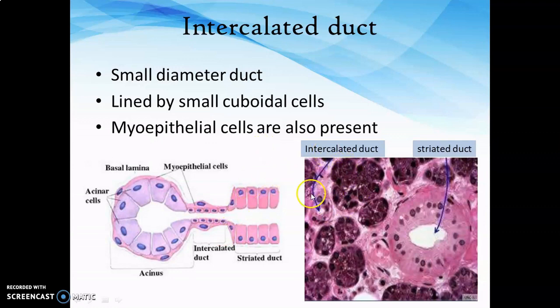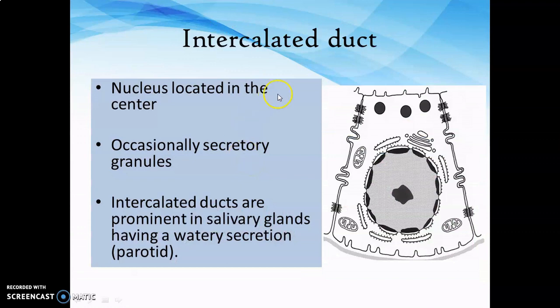You can see in this acini section of salivary gland presence of intercalated duct, which is the smallest diameter duct among the salivary gland ducts. When you see individual cuboidal cell lining the duct, you can see the nucleus located in the center. There are occasional secretory granules also present in the intercalated duct. That means they also take part in the secretion of saliva to an extent.